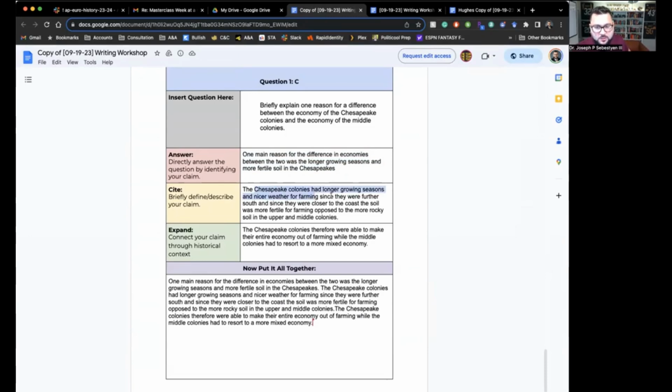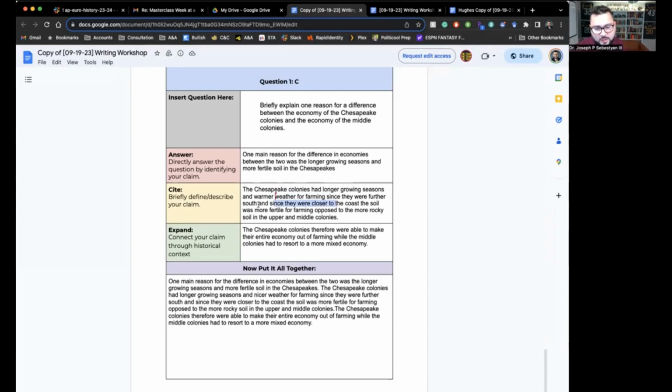The Chesapeake colonies had a longer growing seasons and nicer weather for farming. I wouldn't say nicer, I would say more like warmer weather. Okay. So I would say warmer weather for farming since they were further south. And you'll have to say since again, and closer to the coast. All right, since they were closer to the coast.